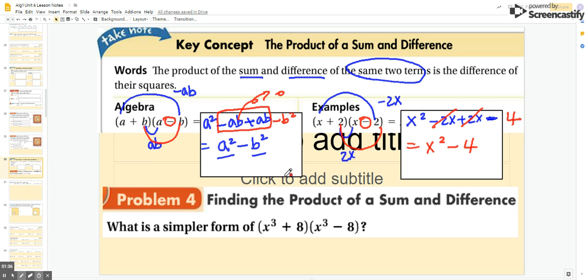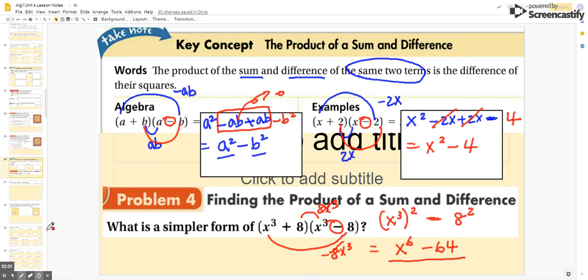So what is a simpler form of this? We know that inside and outside will be gone to 0. 8x cubed, negative 8x cubed, it will be gone. So only the first term squared and the second term squared, and there's a negative, so it has to be minus. So x to the 6th power minus 64 is going to be the answer.